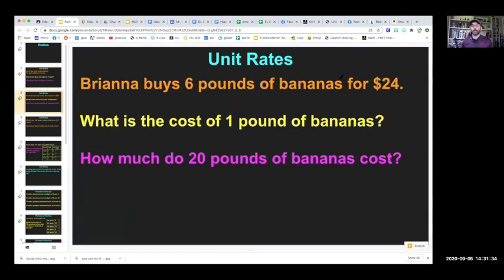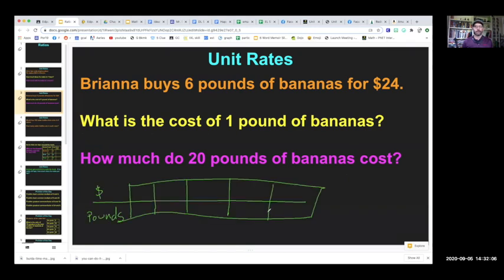So this problem is very similar to the last one. Brianna buys 6 pounds of bananas for $24, right? So we want to find 1 pound, so we're going to put pounds on the bottom. So I'm going to put money on the top, pounds on the bottom. Okay, so 6 pounds, so I'm going to put a 6 here in the middle. 6 pounds of bananas cost $24.